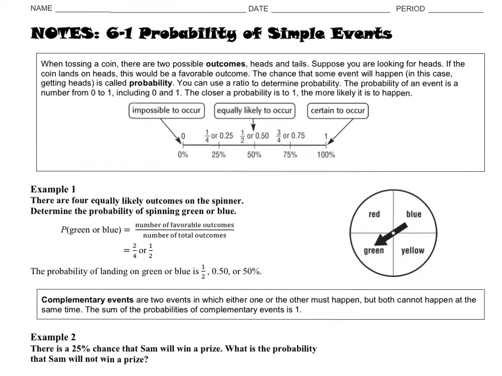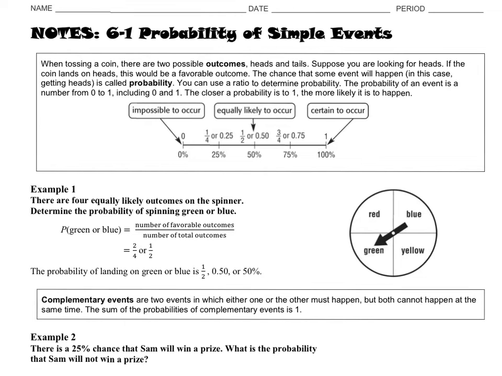If you're rolling a dice, what's the probability that I would land on a 5? 1 out of 6, because that's what I want out of the total options. There are 6 options, so that's why it's 1 out of 6.